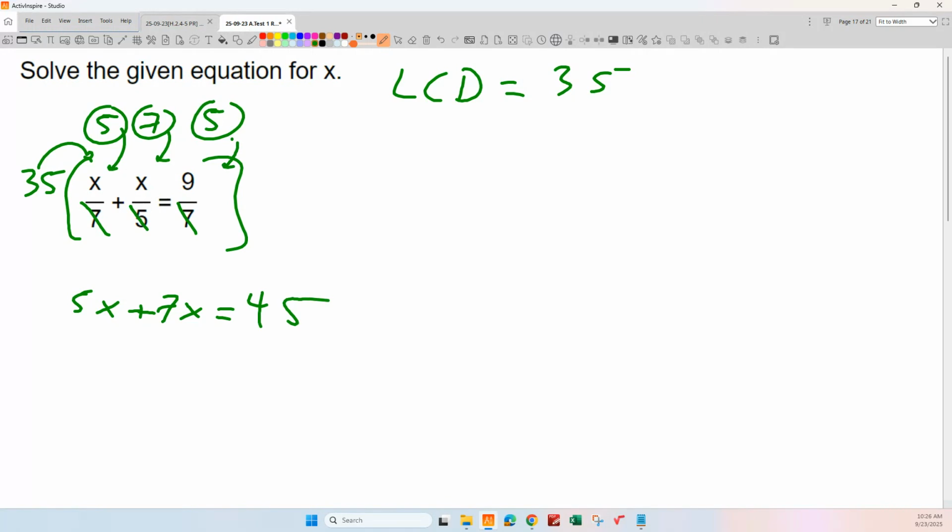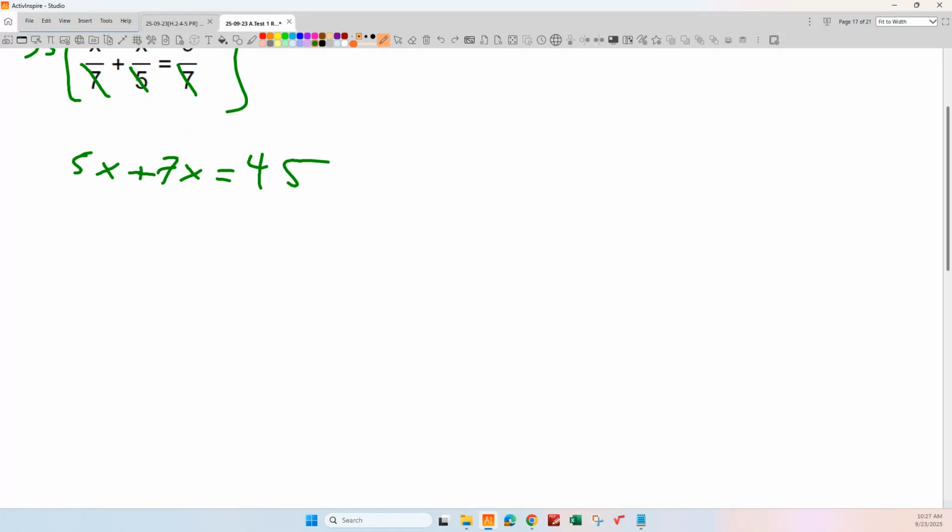So we still haven't solved the equation, but we traded that ugly fraction-filled equation for one that's got no fractions, so much easier, right? Combine like terms. I still can't point to a single x, but if I combine the like terms, I get 12x equals 45. Last step, divide each side by 12. And so I get x equals 45 twelfths. Is that fully simplified? No, I can reduce that fraction, can't I?